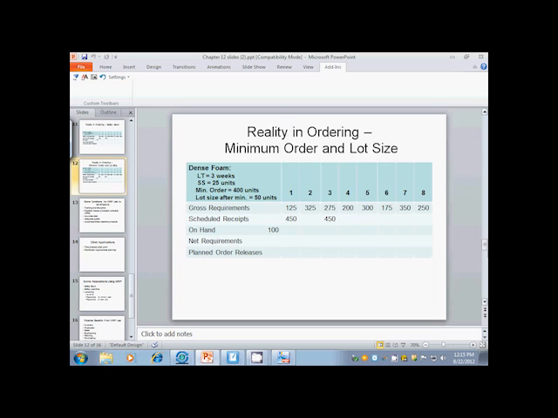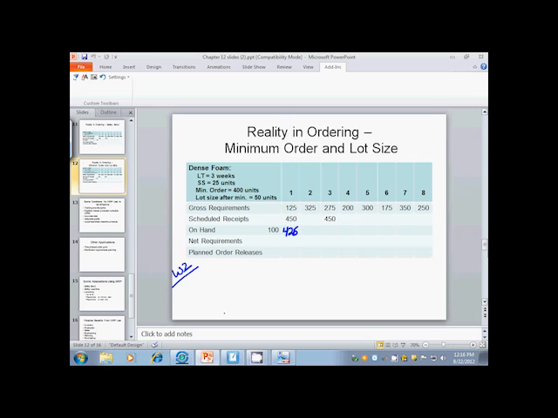If we take a look at week 1, we have on hand 100 units. We do have a scheduled receipt planned of 450 units, which is going to give us 550 units. We plan on using gross requirements of 125 units this week. And if I do my math right, that leaves 425 units. Is 425 greater than 25? Sure is. Therefore, we can say that left on hand at the end of week 1 will be 425 units.